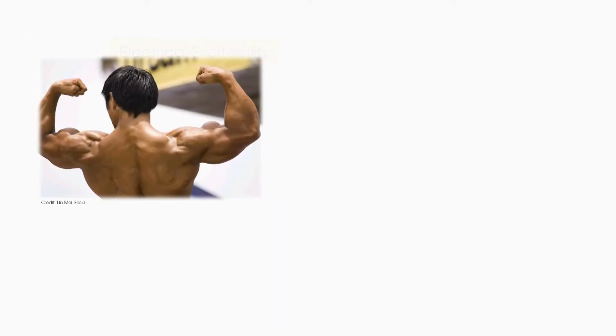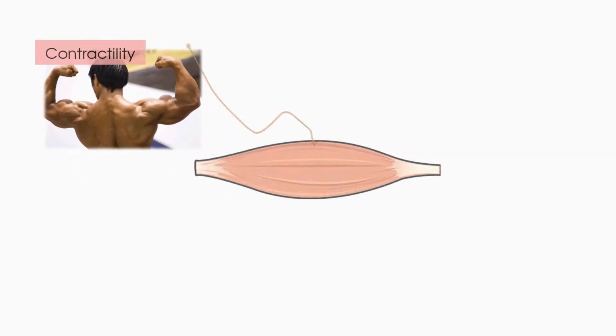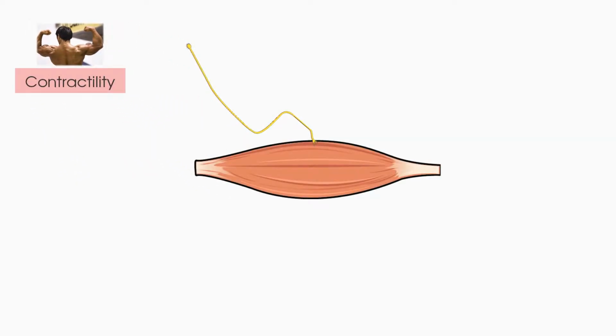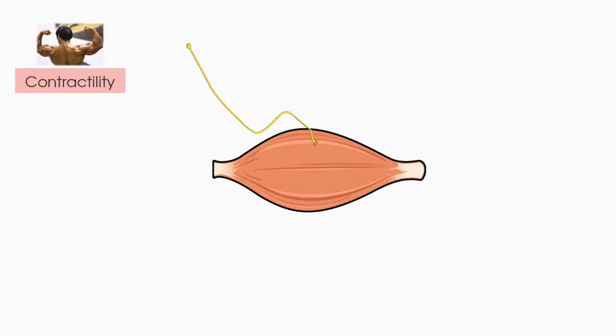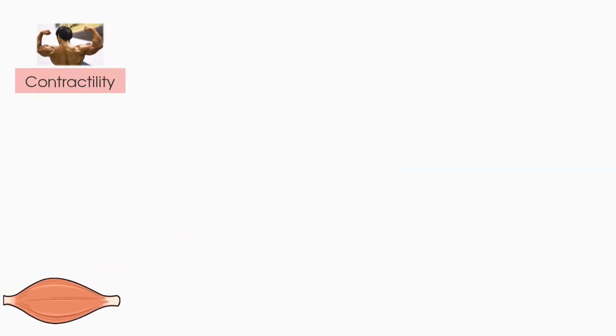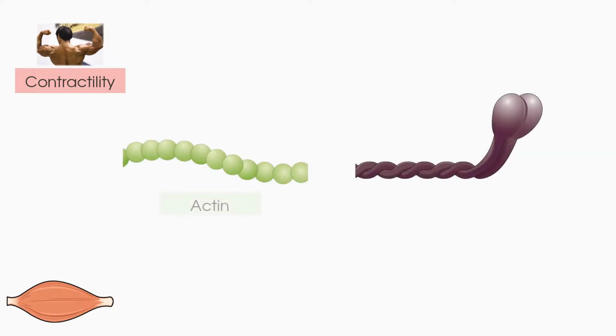Secondly, and really obviously, all muscles are contractile. So once they receive that stimulus and make that electrical signal, they'll contract. Now what allows this to happen is the presence of 2 proteins that are in all muscle tissue types, which are called actin on the left and myosin on the right.